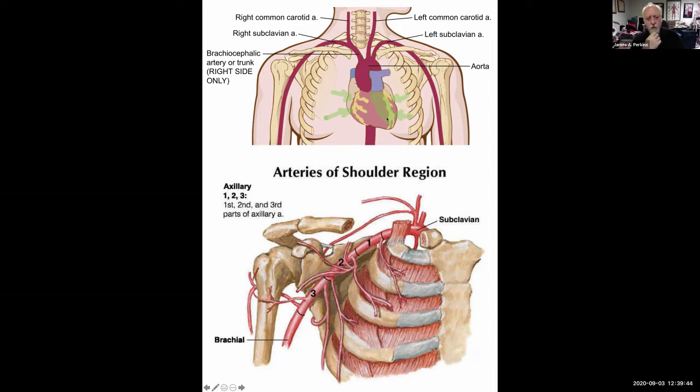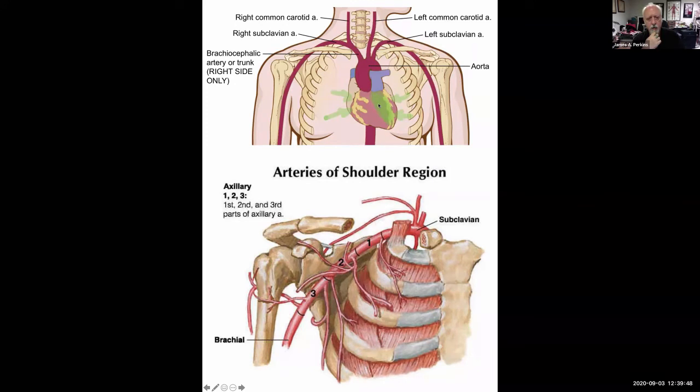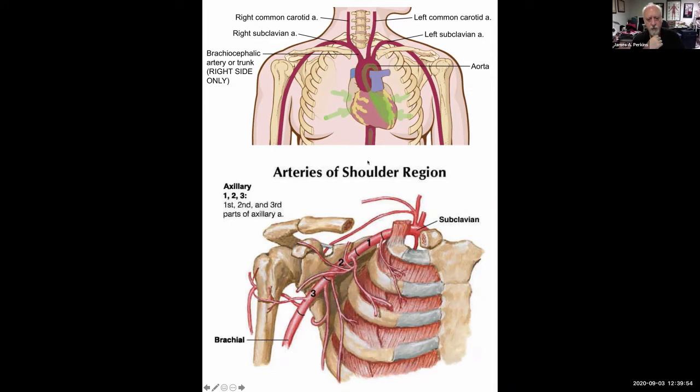So all of the oxygenated blood in the body is in the left ventricle of the heart, and then it flows up into the aorta, and the aorta makes an arch and arches over, and then eventually continues back down through the thorax and abdomen. But coming off of the aortic arch are three major branches.